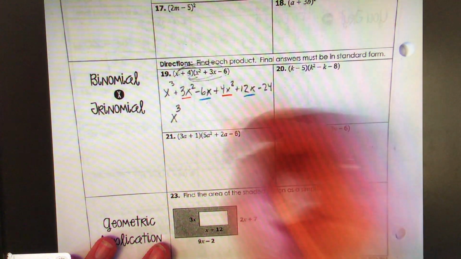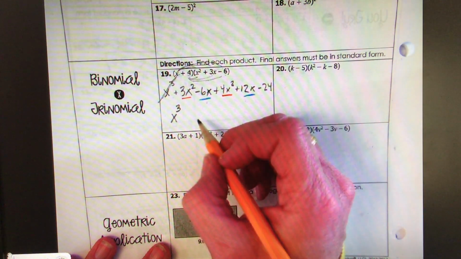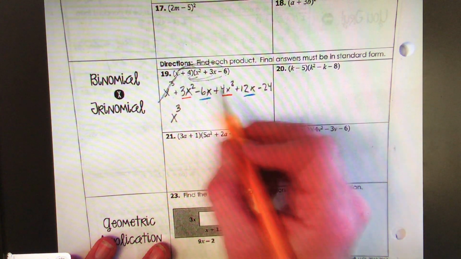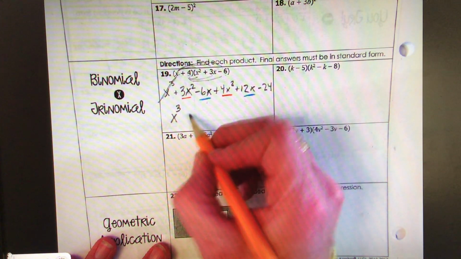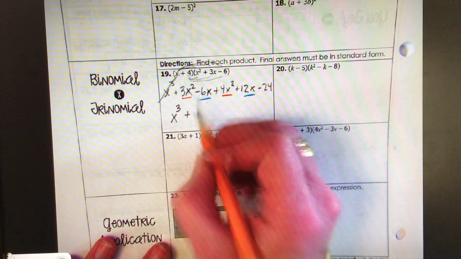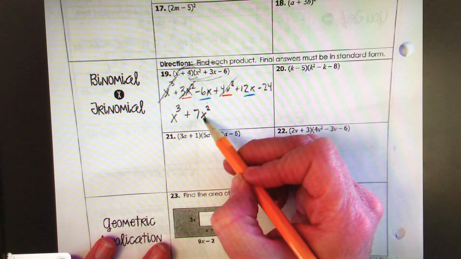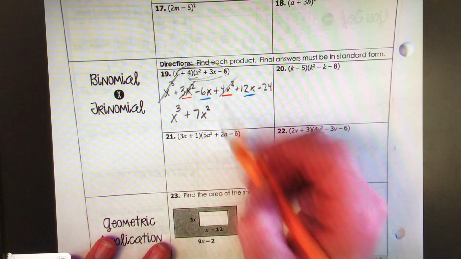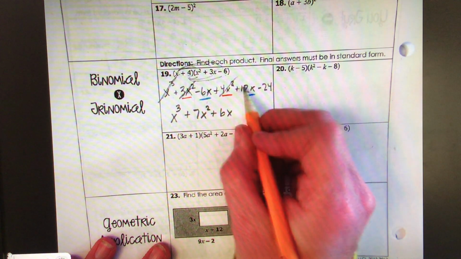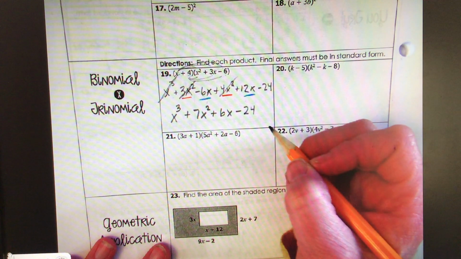Sometimes it might help, especially when you have a lot of terms, to just go ahead and cross it off when you take care of it. I'm going to combine, because I know my second degree terms have to come next. So I have 3x squared plus 4x squared, so that would be 7x squared. That's going to come next. Then I'm going to have my 6x term, because I'm combining these and the positive wins. And last but not least, I have my constant.